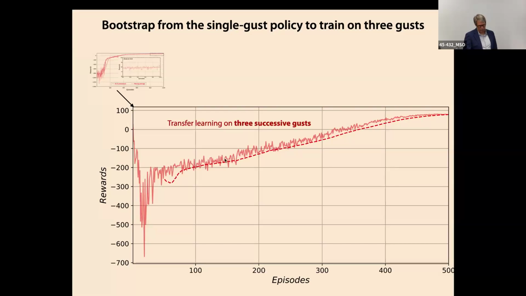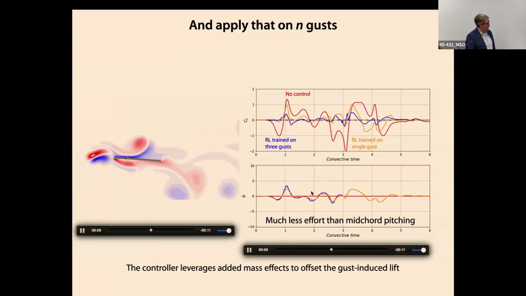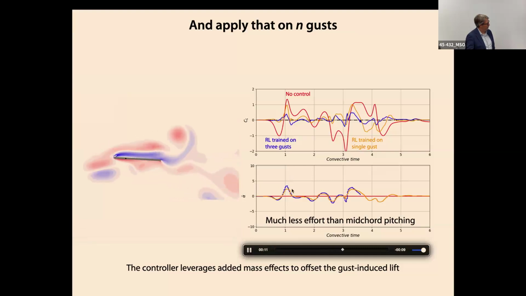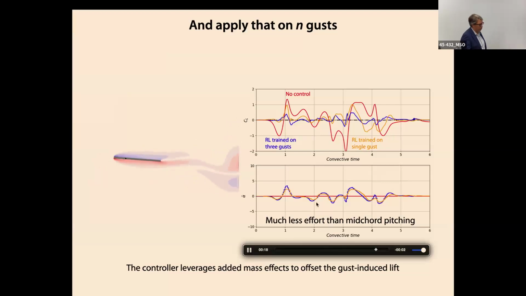Okay, but we're still trying to work out better training protocols. And then we apply that to n gusts. So now it learns how to do the same thing, but with a lot less effort. What you notice here is that if you remember the curve that I showed you a few slides ago, the action was going back and forth with much larger amplitude. But now at a quarter chord pitching, it uses much less energy to basically do the same thing.